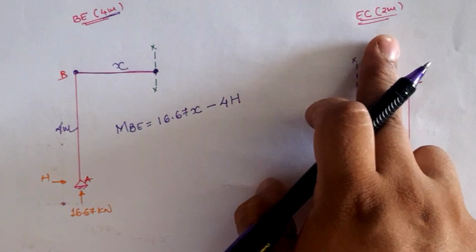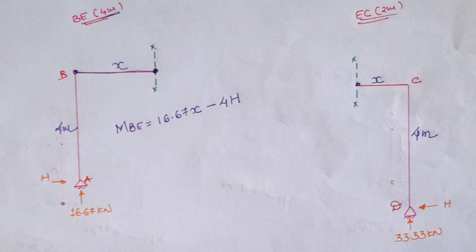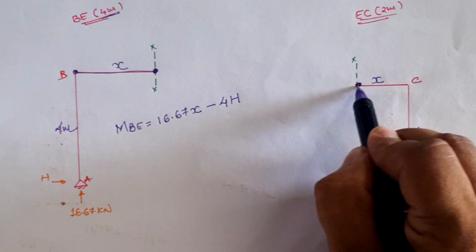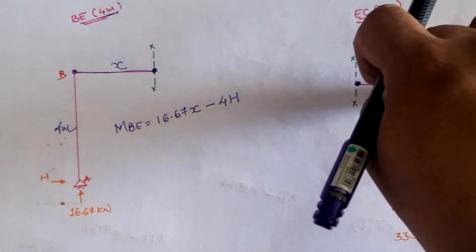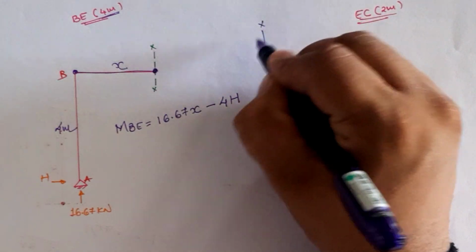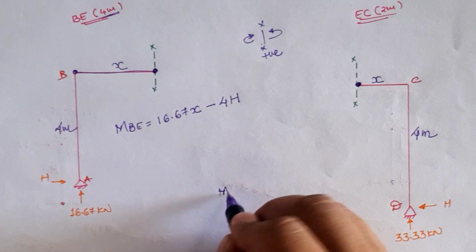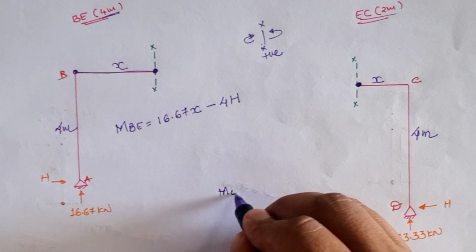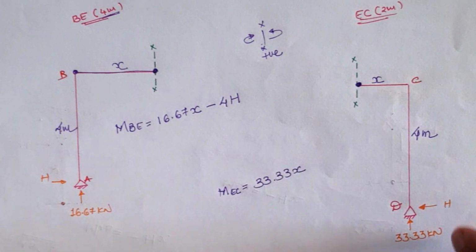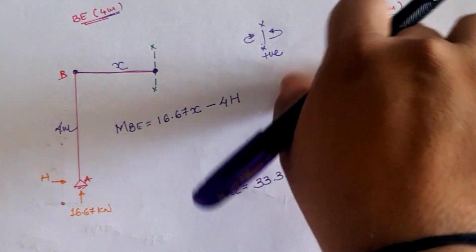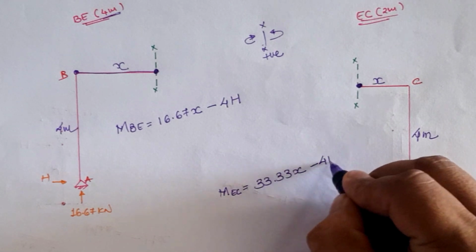Now going ahead to the E to C segment, our sectional distance from location C is X, and the total height is given as 4 meter. If we take the sectional moment at location XX, then 33.33 into X in anticlockwise direction, and as per the sign convention, the sectional right hand side anticlockwise is treated as positive. Hence the moment at location XX for the E to C segment is 33.33 into X and H into 4 in clockwise direction, and the sectional right hand side clockwise is negative. So it is minus 4 into H.